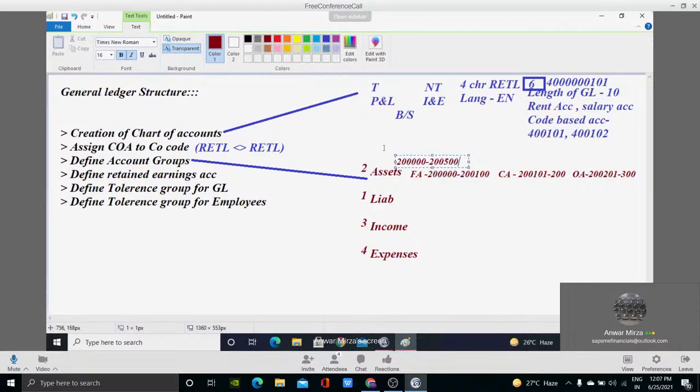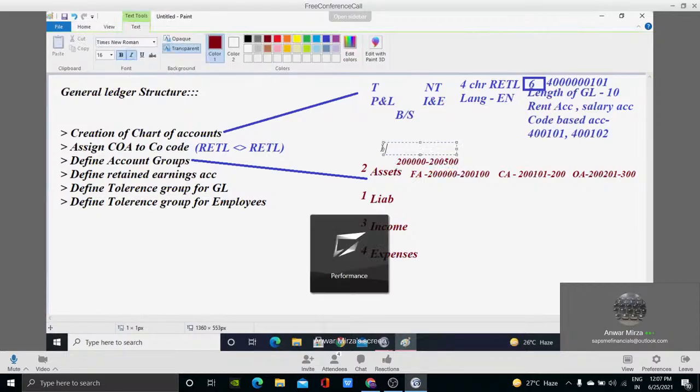Suppose I am creating a building. What will be the GL number for building? 2 lakh. This is used for creating a building. Got it or not? Now if he wants to create machinery, then 2 lakh 1. Furniture and fixtures, 2 lakh 2. Vehicles, 2 lakh 3. Electronics, 2 lakh 4. Tools, 2 lakh 5. Any questions? I hope it is clear now.